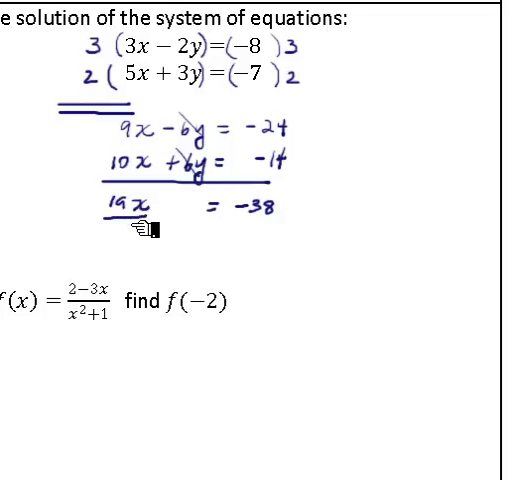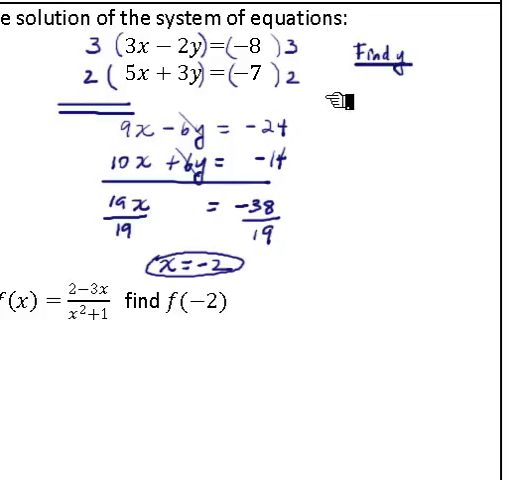And now let's divide by 19. And this goes in evenly 2 times. So we have x is equal to negative 2. And now to find y, we'll substitute in x equals minus 2 into the top equation. You could use the bottom or the top, but I'll use the top.